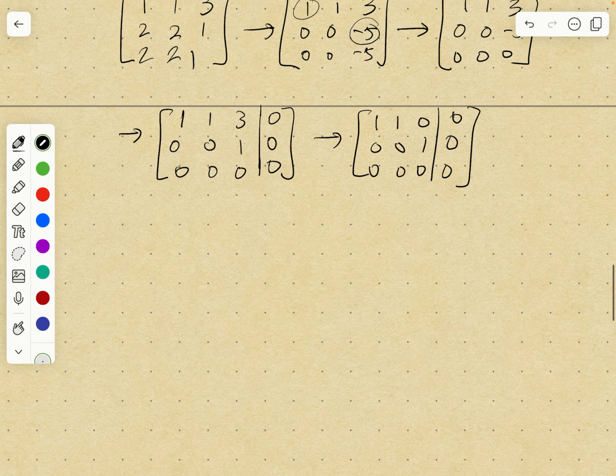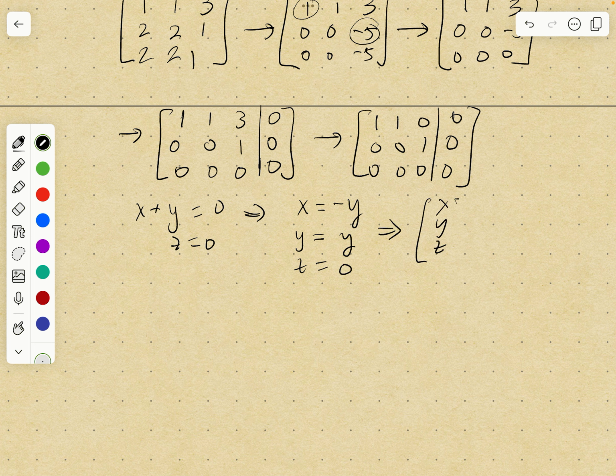Okay, so now I write down the equations. x plus y is 0, z is 0, and then this tells me that x is negative y. So my free variable this time is actually y, right? So y is equal to y, z is equal to 0. So this tells me that x, y, z is equal to y times negative 1, 1, 0.